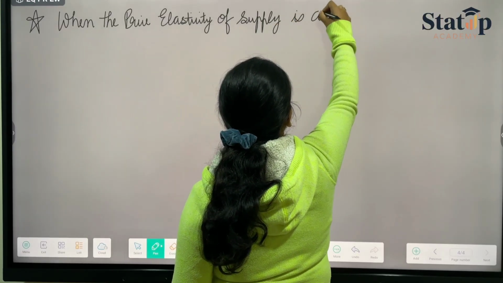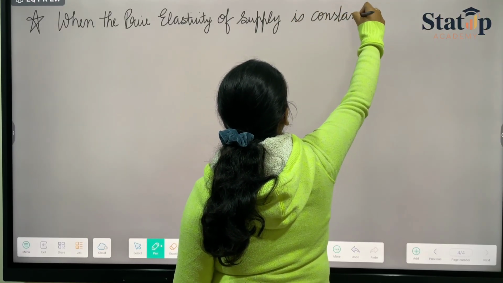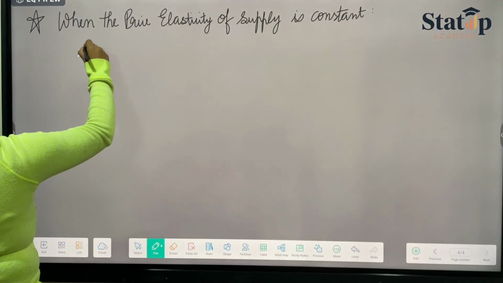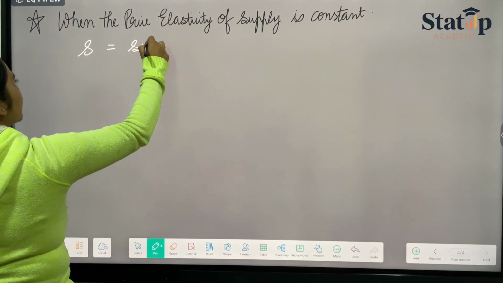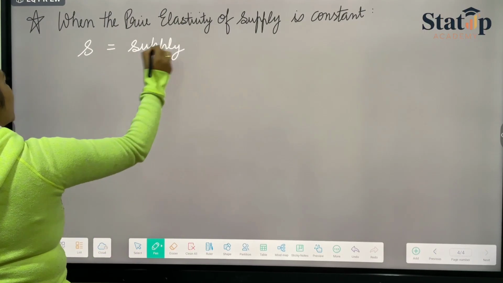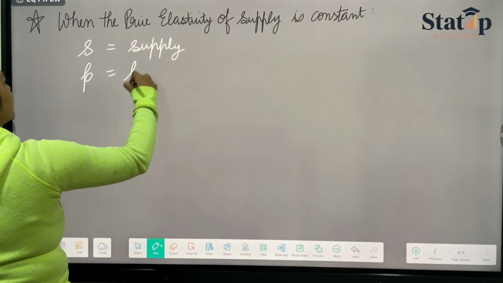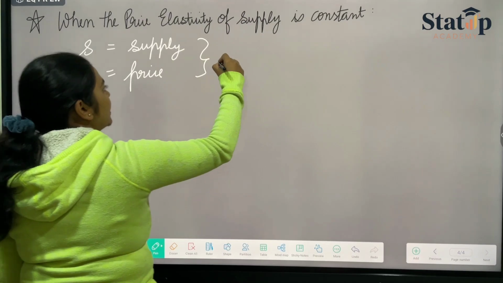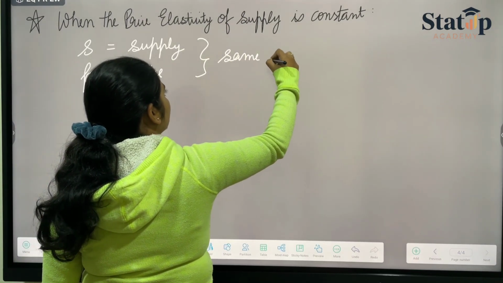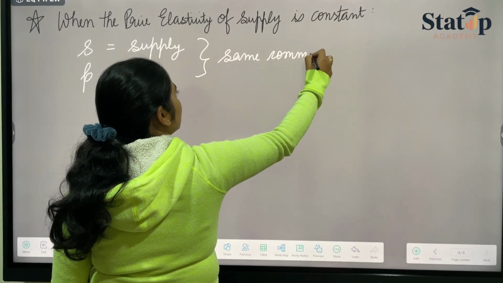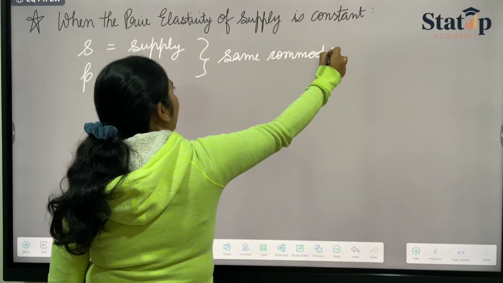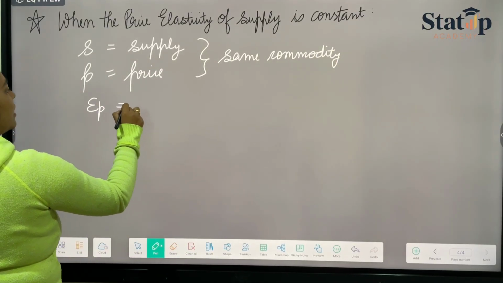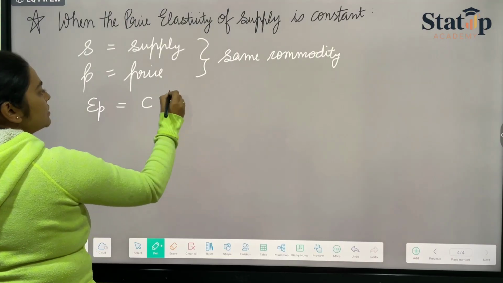Is constant. What will be the case there? Suppose S is nothing but the supply function, P is the price, supply of commodity. These both are of the same commodity. And let the price elasticity of supply be a constant. Let us take the constant as C.